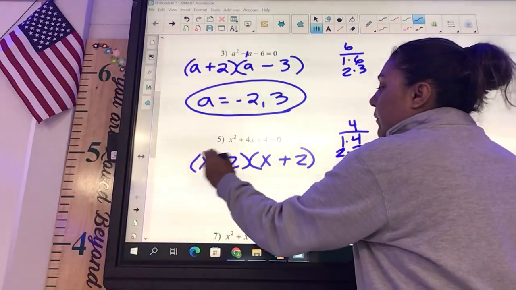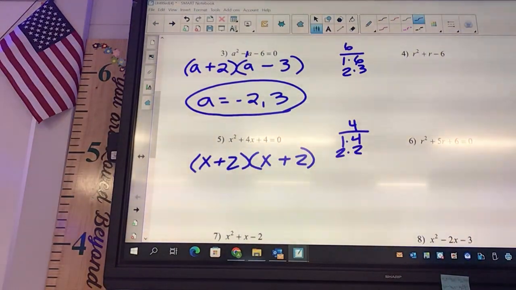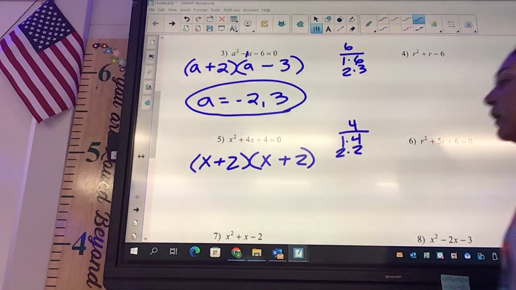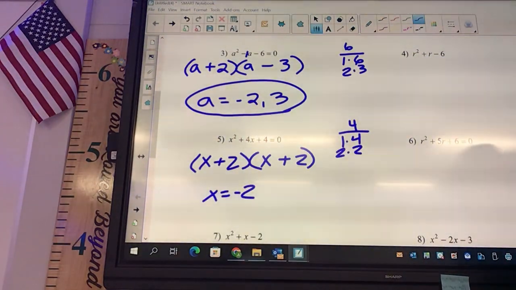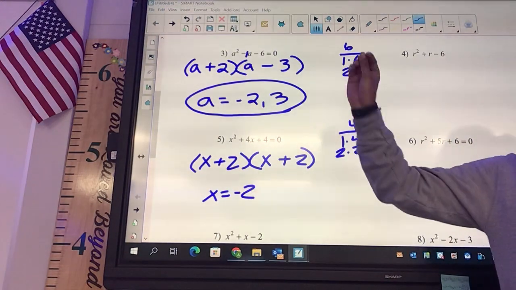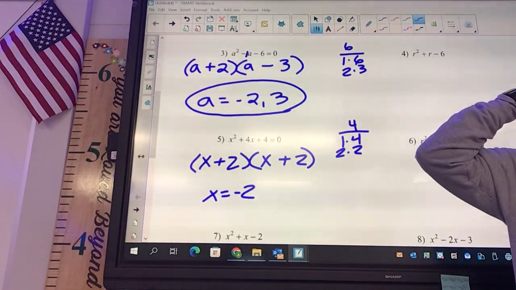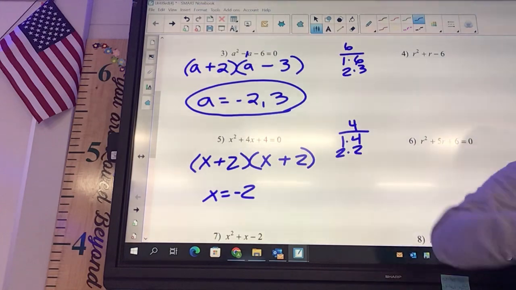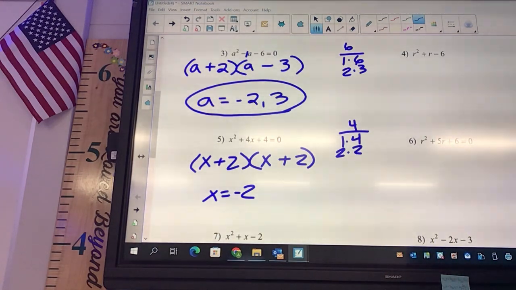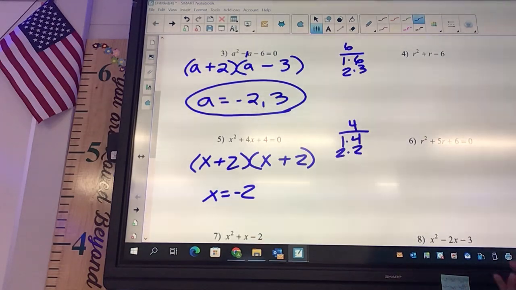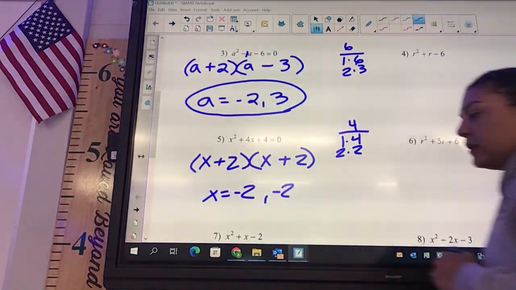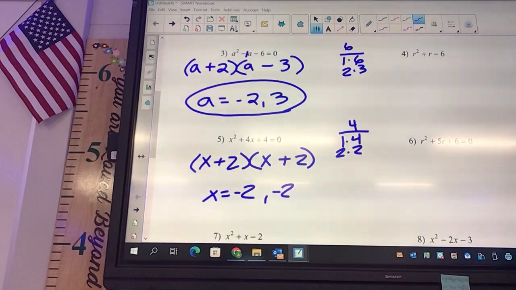Plus, plus. And do we stop or keep going? We keep going. So we're gonna get x equals -2. Now, you can leave it as -2, or you can take comma -2. Typically in math, you don't write a repeat when it's a solution, okay? Because they're the same solution, there's only really one. However, if it makes you feel warm and fuzzy, you can write the other -2.